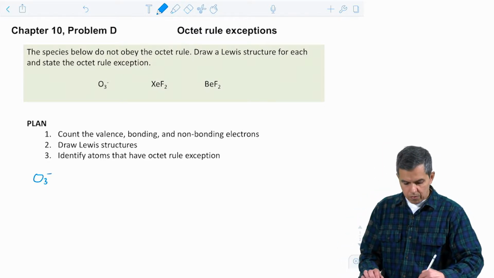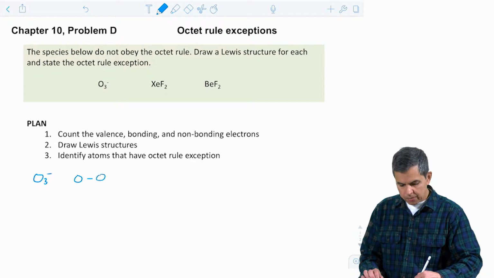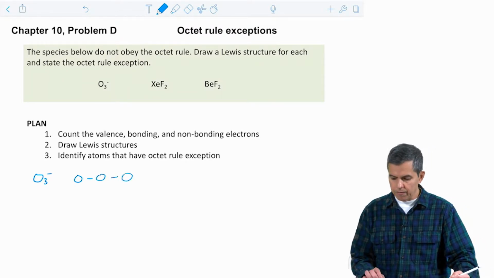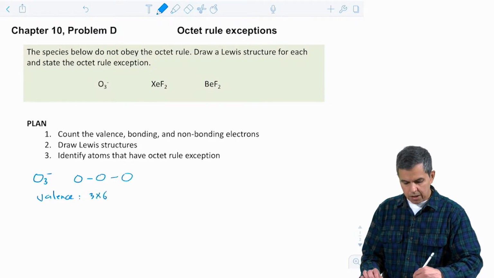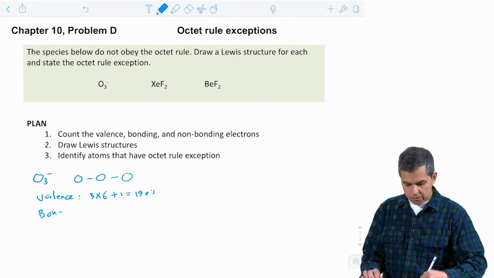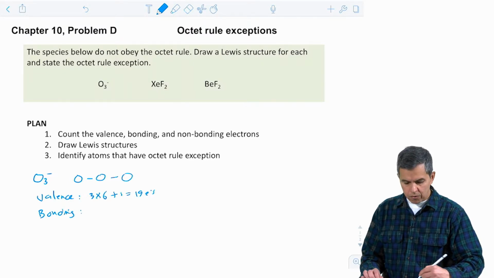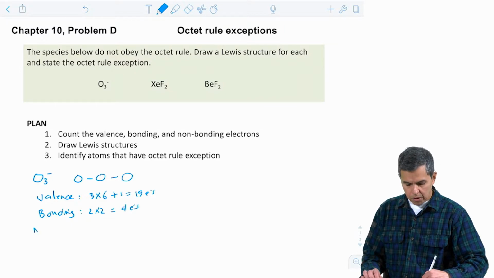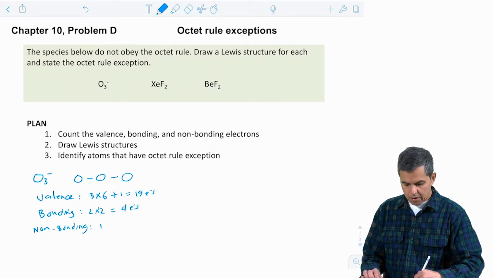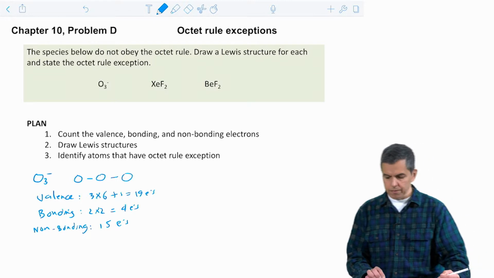So O3- can be represented as 3 oxygens that are connected by a single bond. It has 3 times 6 electrons plus 1 corresponding to the negative charge. We have 19 electrons. Bonding electrons, we have 2 bonds times 2 electrons per bond, that's 4. Non-bonding, we have 15 electrons, 19 minus 4.